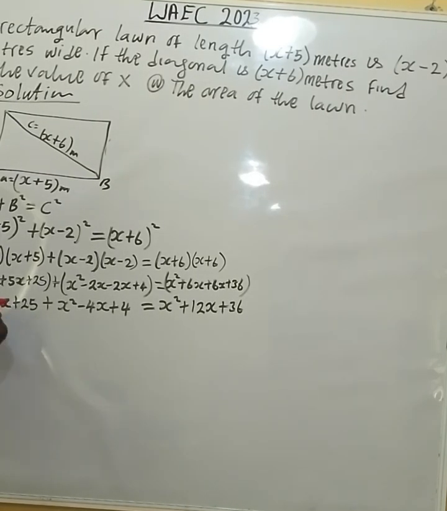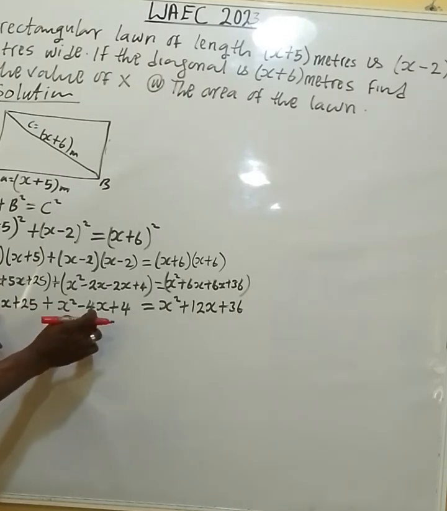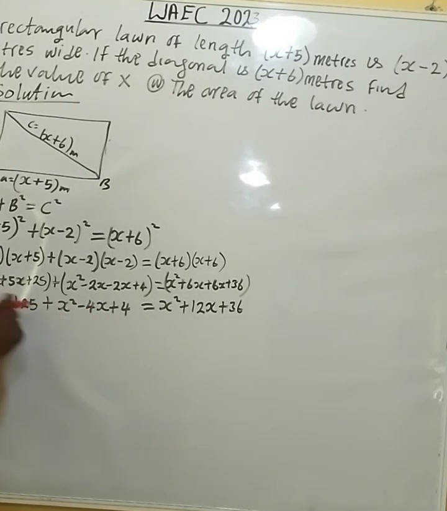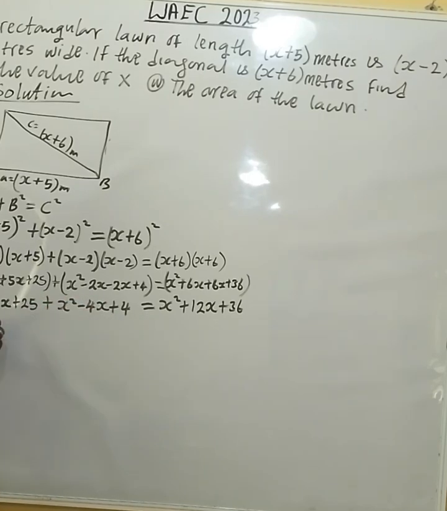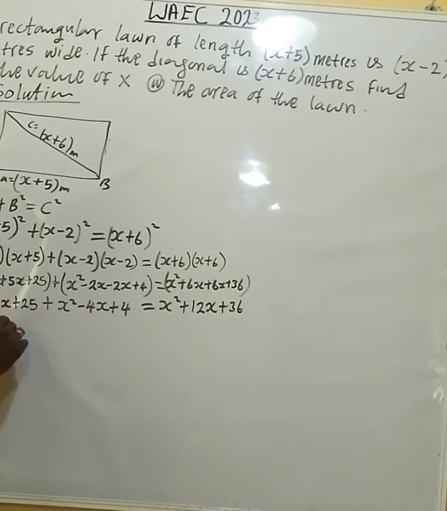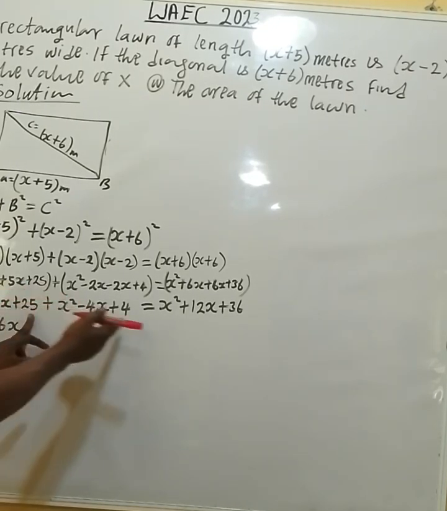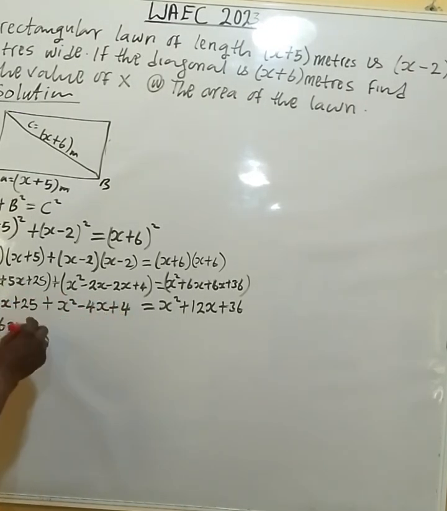After that, we have 10x here. We have 4x here. So this one is minus, which means 10x minus 4x will give us plus 6x. Are we together? Then now we have 25 and 4. 25 plus 4 will give us plus 29.